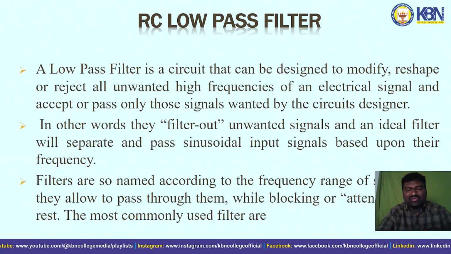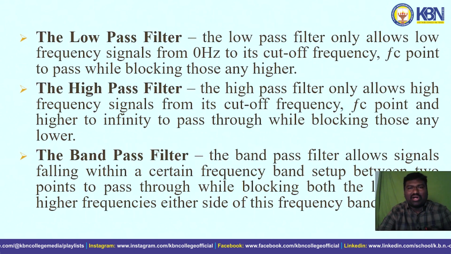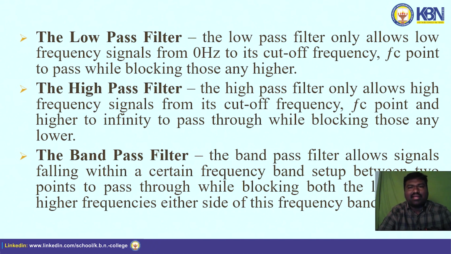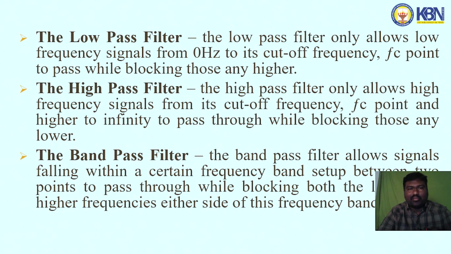The most commonly used filters are the low pass filter, high pass filter, and band pass filter. A low pass filter only allows low frequency signals from 0 Hz to its cutoff frequency, represented by Fc, while blocking the higher ones. A high pass filter only allows high frequency signals from its cutoff frequency Fc and higher to infinity to pass through, while blocking any lower frequency.